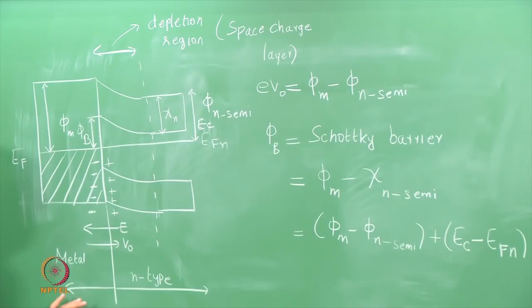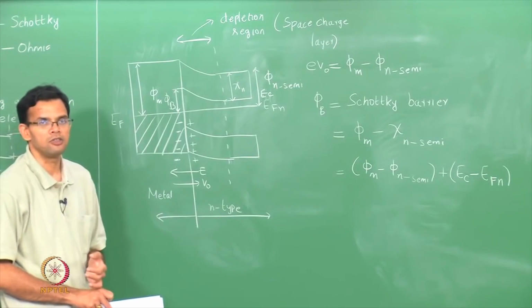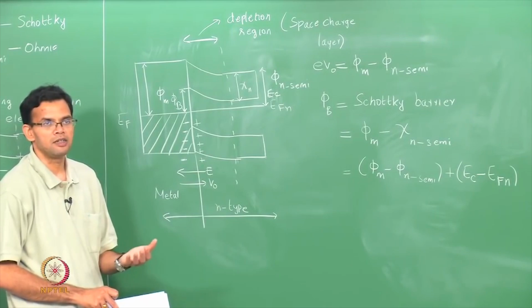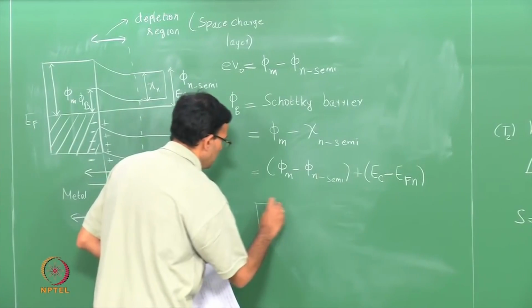So, if you have a metal and an n-type semiconductor junction, we have the work function of the metal greater than the work function of the semiconductor, and when this junction forms under equilibrium, you have a contact potential that prevents further motion of electrons from the n-type semiconductor to the metal. So, let me just draw this schematically here.